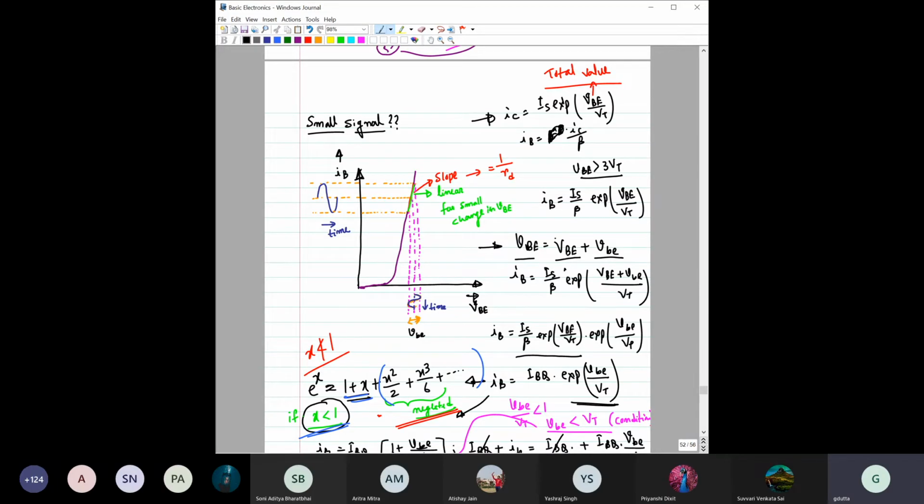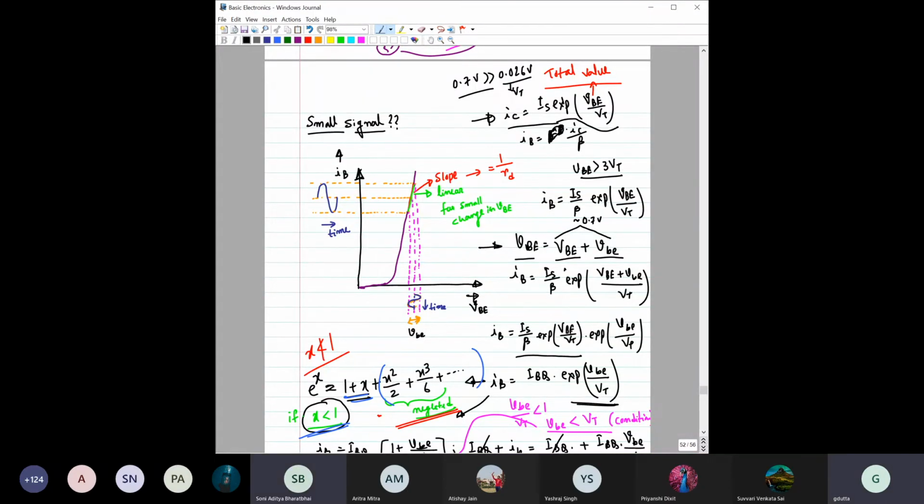Now the overall total thing will be close to 0.7 volt only, right? And 0.7 volt is much higher than 0.26 volt, which is nothing but VT, right? So we are doing the approximation because of that. That's why we are neglecting here this minus 1.